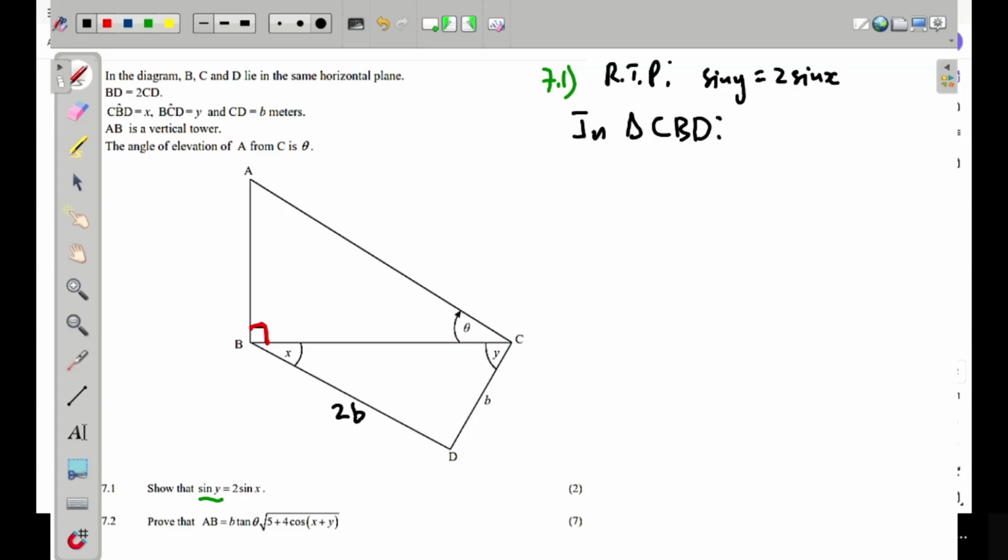Based on the result we want, what is happening there? I have 2 angles, 2 sides. Galore information is given here. So based on what is given, it does appear the sine rule will be more applicable. So I will go sine y over the side opposite to y, which is 2b.